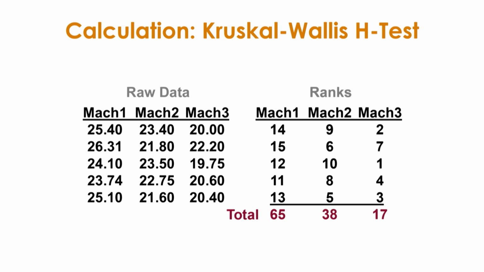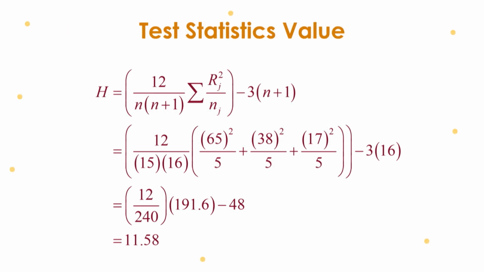From the first column, machine 1 has a total rank of 65, machine 2 has a total rank of 38, and machine 3 has a total rank of 17. Now we can calculate the test statistic. For the Kruskal-Wallis test we know the formula: H equals 12 divided by n into n plus 1, times the summation of R j squared divided by n j, minus 3 into n plus 1.